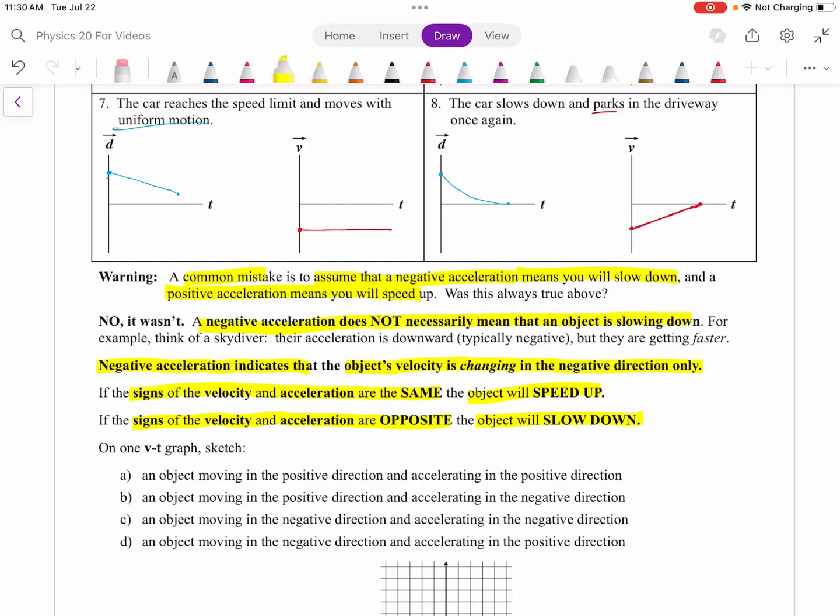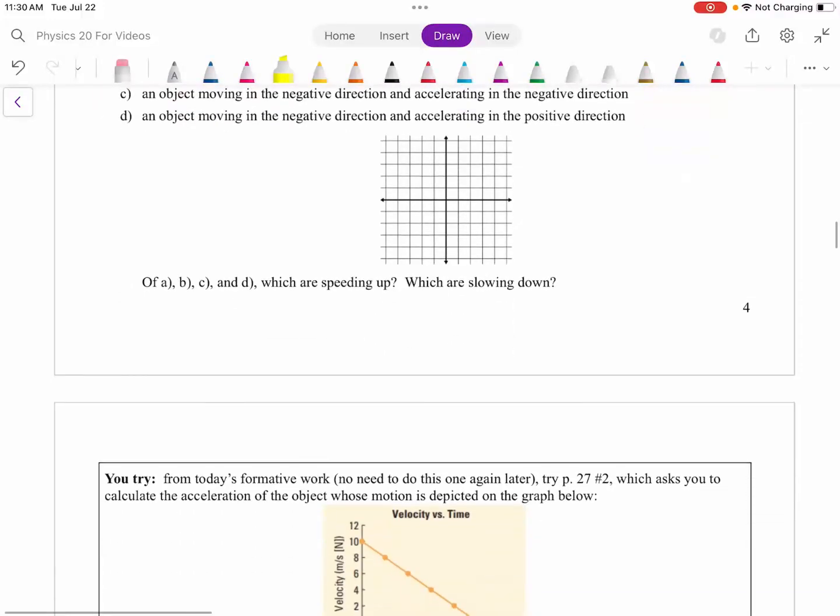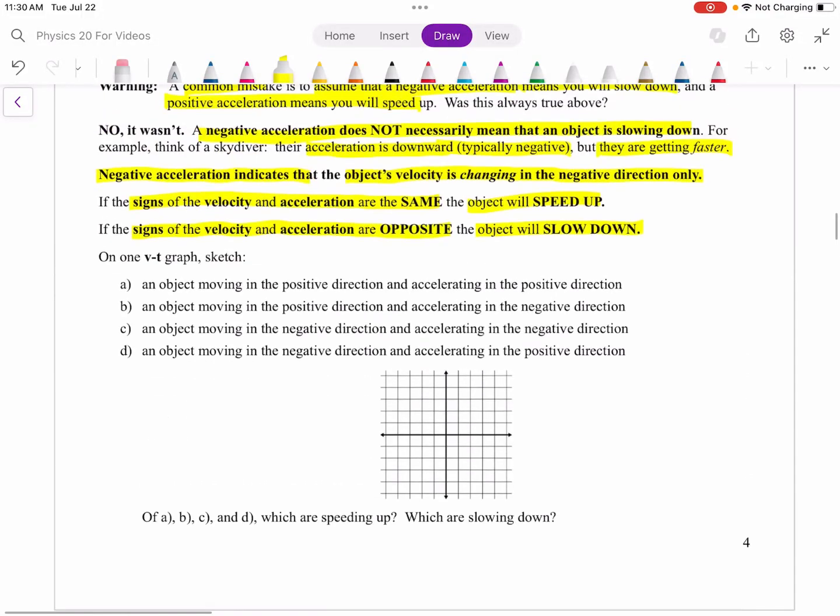I mean, just for example, think of a skydiver, right? Their acceleration is definitely downward, right? Which we typically define as a negative direction, but they're absolutely getting faster, right? Their velocity is just getting bigger and bigger in the negative direction. Okay, let's try one more example here together, and then it'll be your turn.